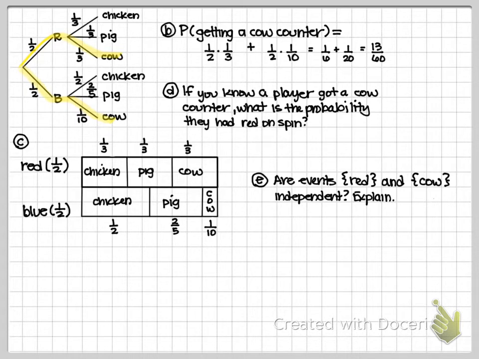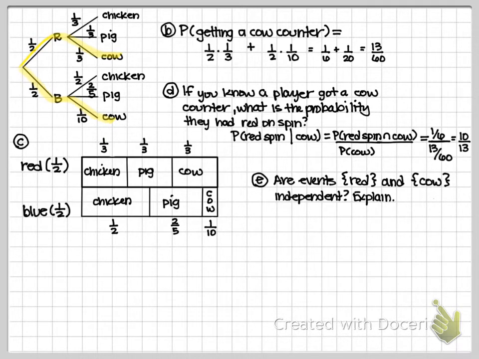Okay. If you know a player got a cow counter, okay, so we know that that is given. They definitely got the cow. What's the probability that it had a red on spin? So this is a given situation. See if you can write it correctly and use the tree diagram to answer the question.